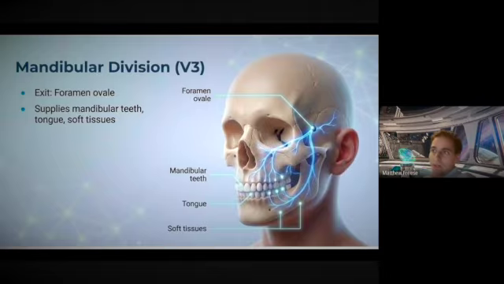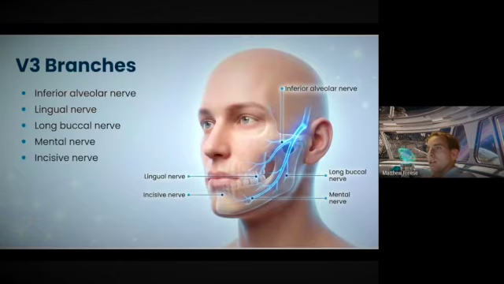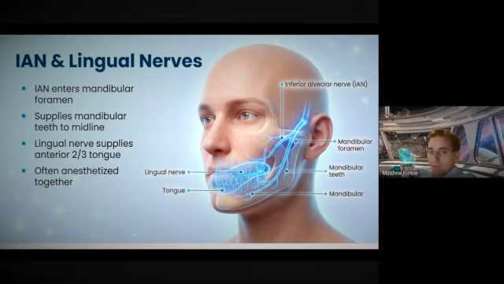V3, the mandibular division, exits through the foramen ovale and supplies mandibular teeth, tongue, and soft tissues with both sensory and motor innervation. The inferior alveolar, lingual, long buccal, mental, and incisive nerves all come from V3. Knowing where each one runs explains exactly what tissues remain sensitive.